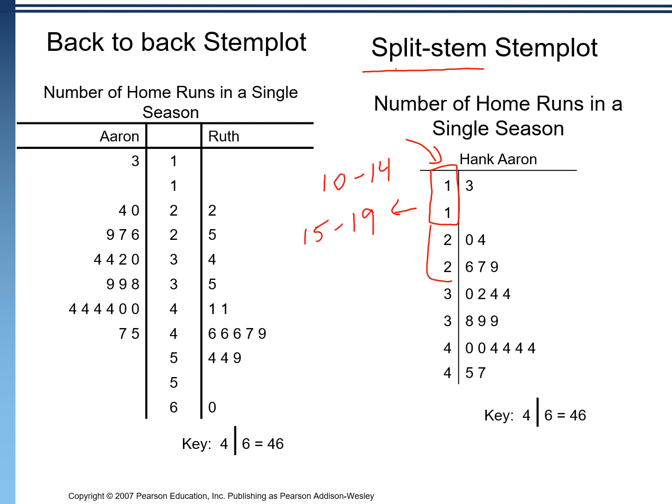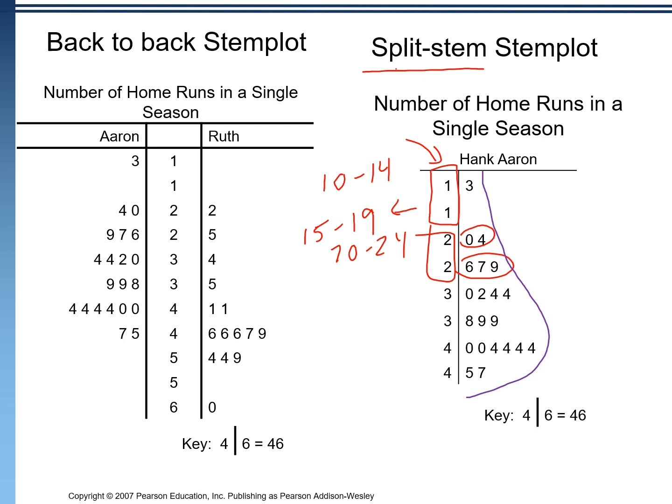Then we get to the 20s. So it would be 20 to 24 in that first group, 25 to 29 in the second, et cetera, et cetera. So you can see that everything between 5 and 9 is in that second group of 2s. Everything between 0 and 4 is in that first group of 2s. It gives us a bit of a clearer description of what the shape is. So we can see this is more skewed to the left than it looked in the previous graph.